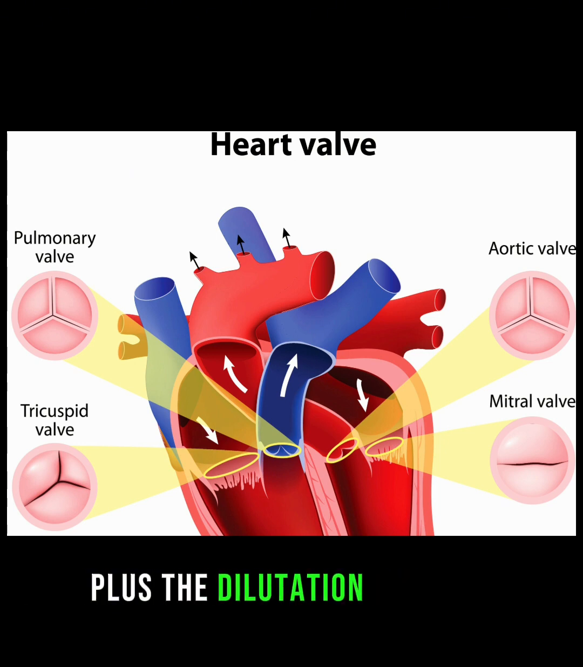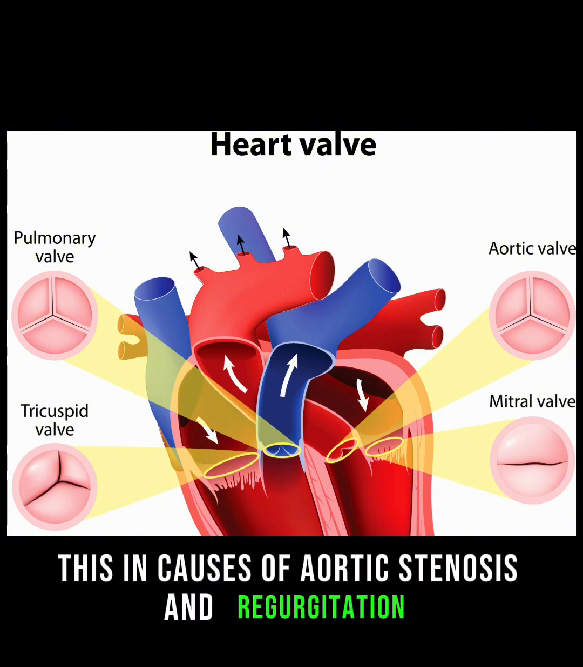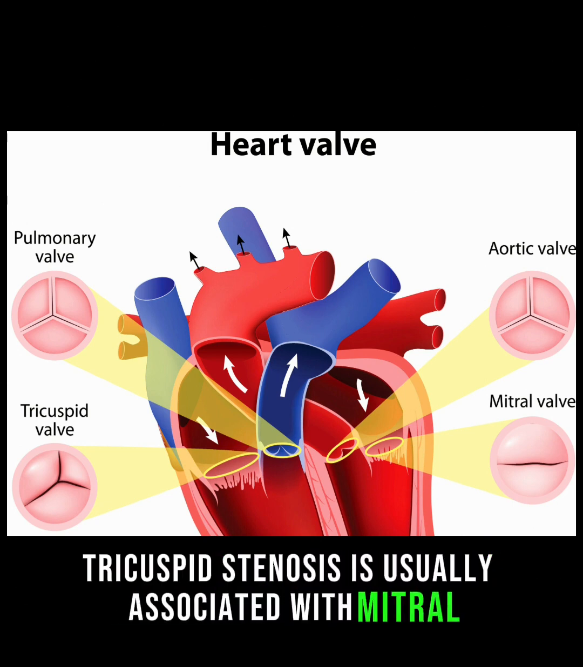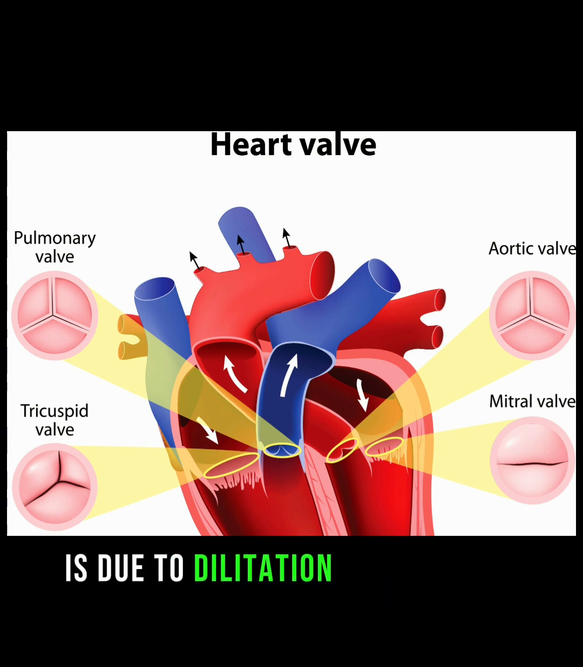Plus the dilatation of the aorta, due to hypertension or increased blood flow through the aortic valve, is a cause of aortic stenosis and regurgitation. Tricuspid stenosis is usually associated with mitral and aortic stenosis. Tricuspid regurgitation is due to dilatation of the tricuspid ring as a result of right ventricle enlargement.